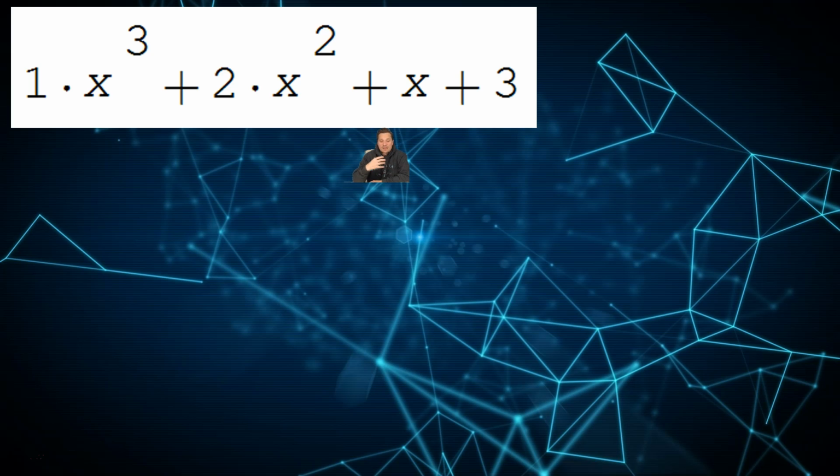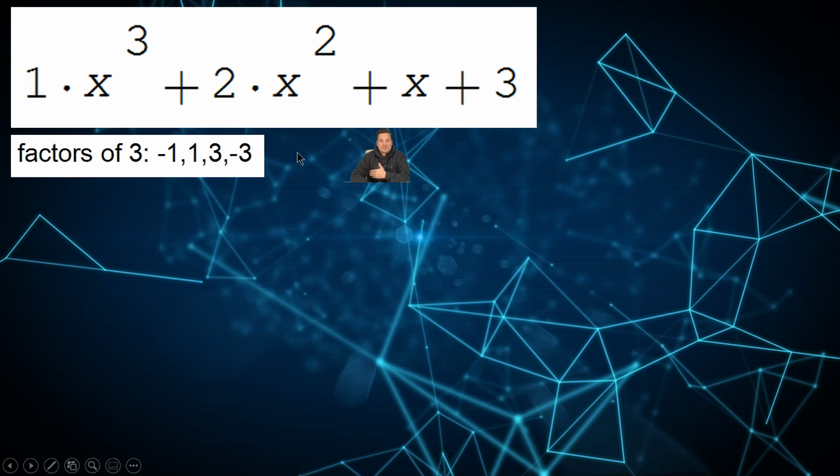In other words, the values of x I would plug into this expression to make it have the value 0. So I apply what I've just learned in an example. I'm going to first look at the factors of the 3 at the end. So there's a 3 above my head. And the factors of that number would be the following: -1, 1, 3, and -3.